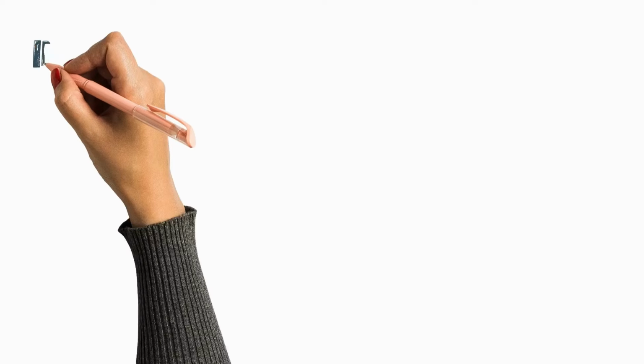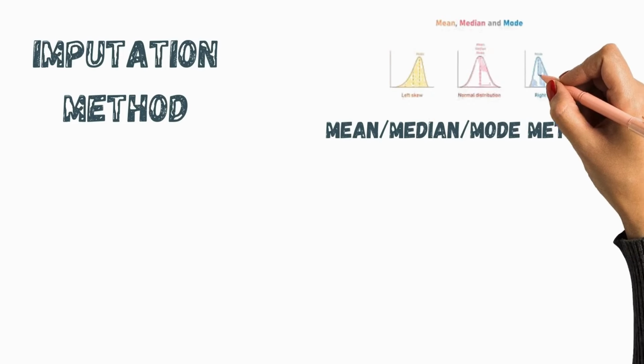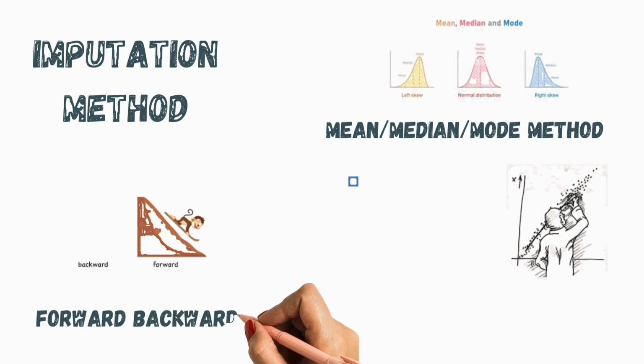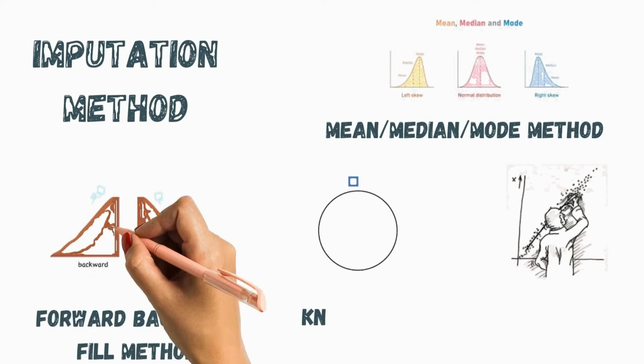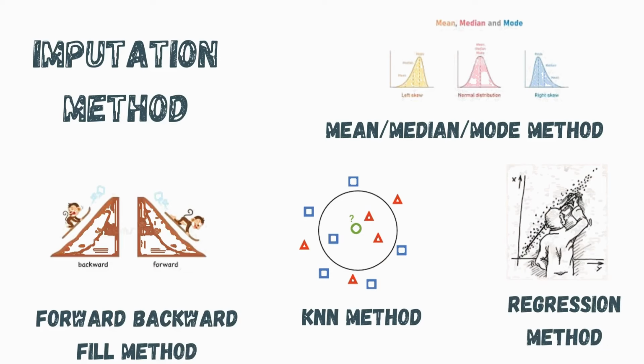The next one is the imputation method. The imputation method again has four methods within, from which we can choose. The first one is mean, median, mode imputation. That is, for the missing value, we can find the mean, the median, or the mode of the entire data in that particular field, and then fill in the missing value.